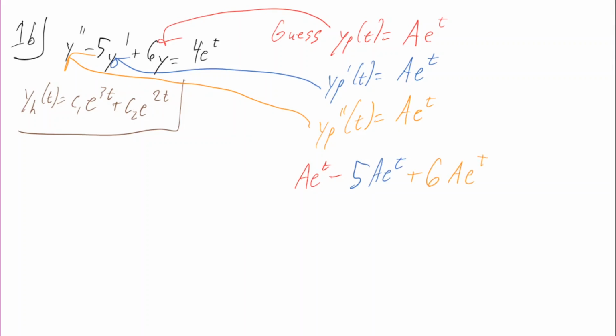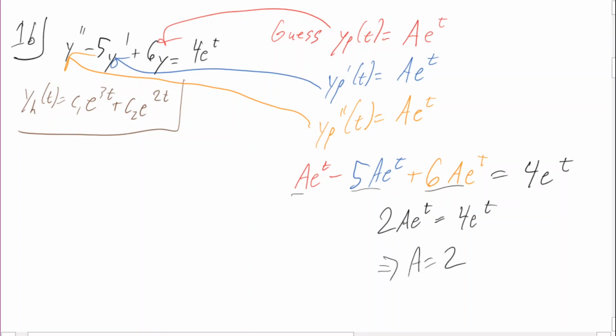So we see immediately that a = 2, and once you have a, you can plug it back into our particular solution and use that with the solution to the homogeneous part to get our general solution to the non-homogeneous ODE.